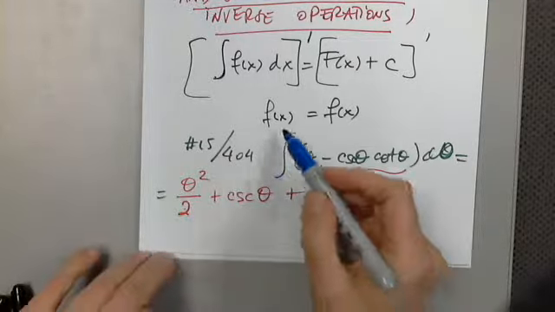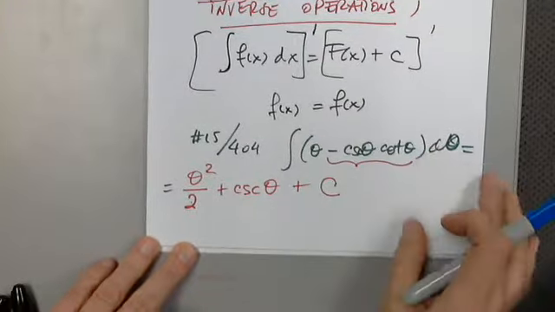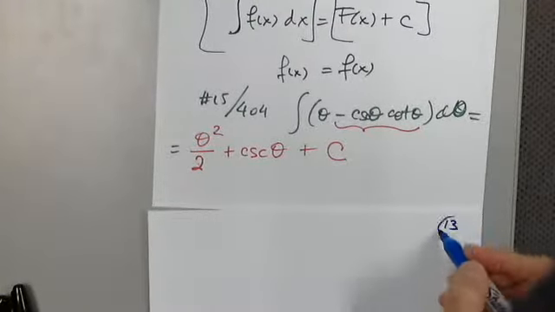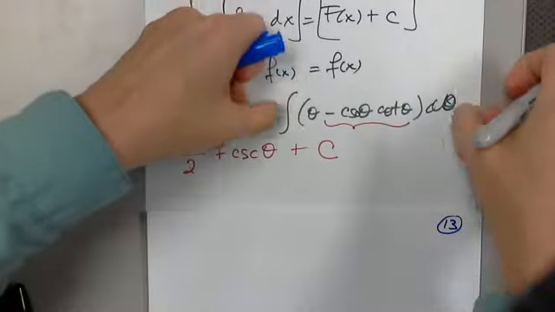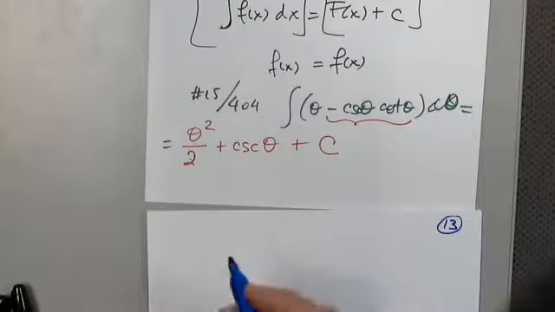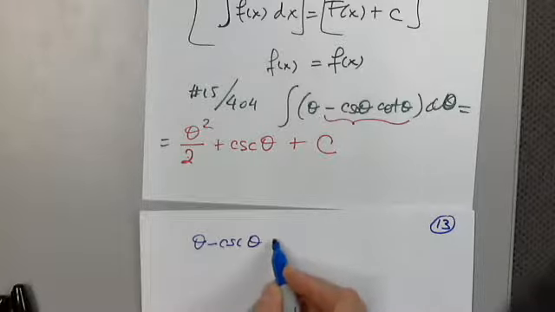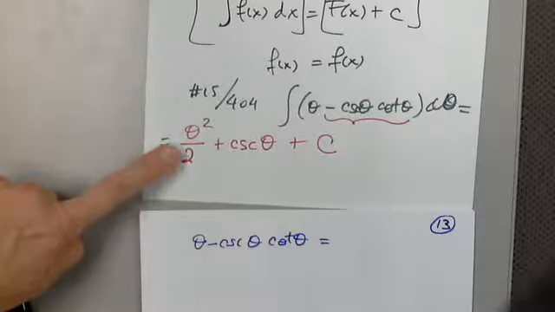Now I want to check my work because I can. So I'm going to differentiate this side and differentiate this side. When I differentiate the left, what do I get? This is what we just learned from the fundamental theorem of calculus part 1. If I differentiate this side, what do I get? Theta minus cosecant theta times cotangent theta.